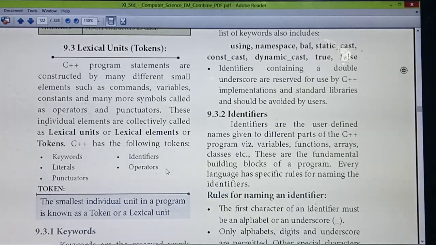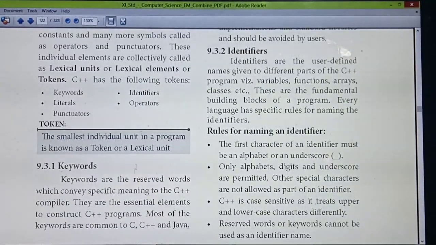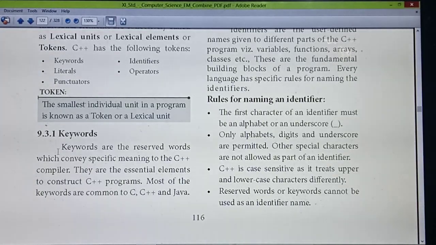Have you all marked? Then second question, what do you mean by keywords? Okay. So keywords, same page, page number 116. Starting from here, keywords are reserved words, from here till the end, C++ and Java. This is the second 2-mark question. Then the remaining 2-mark questions you should write in your notebook or on paper.